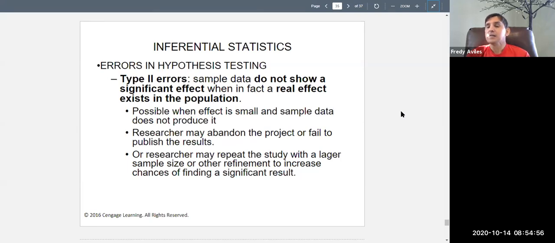And when you have a type 2 error, you didn't find a difference, but there is a real difference in the population. So your study doesn't show that difference, so you may abandon it, say, this stupid thing didn't work out, on to something else, right? You may not publish the results. Or maybe the researcher repeats the study with a larger sample size. Let's do the study again. Let's have more participants this time and see if we can find a real difference. Or use some other little things to tweak and refine the study to increase your chances of finding a significant result. So a type 2 error, just to summarize, is when you don't find a real difference, but in fact, there is a real difference in the population.